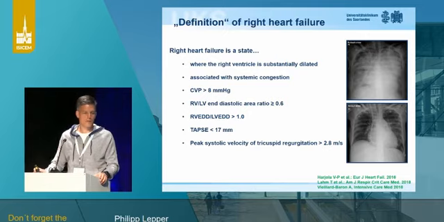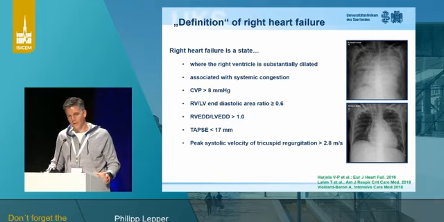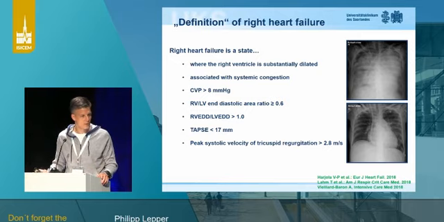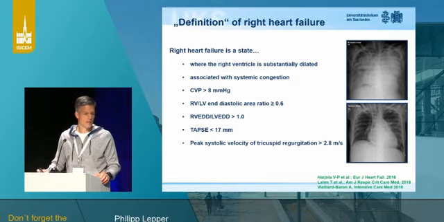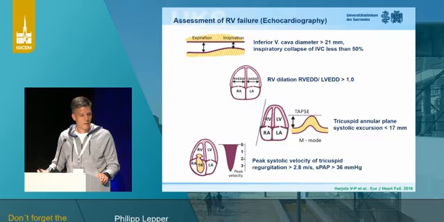The definition of right ventricular failure, right heart failure, is difficult and it's not clearly defined. One of the previous speakers talked about standardization. There is almost no standardization for right heart failure, but it's obviously a state where the right ventricle is substantially dilated and the central venous pressure is elevated, and we have a change of the right ventricular and left ventricular ratio of the end diastolic ratio, and we can measure some other features, especially in the echocardiography.